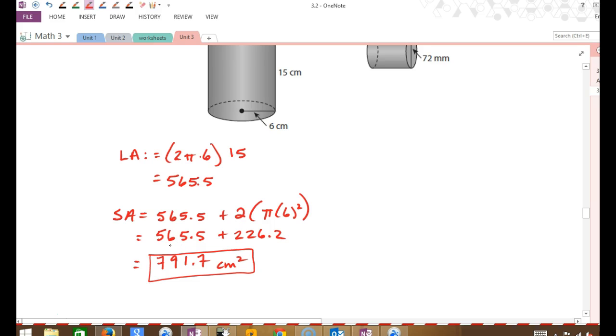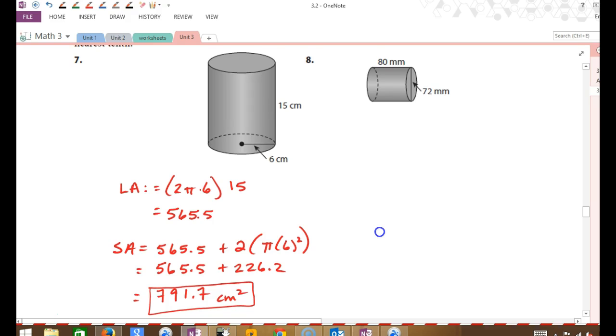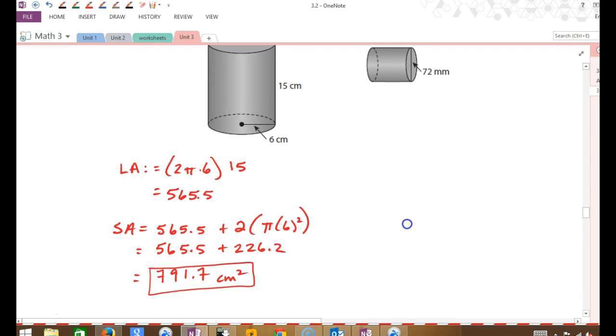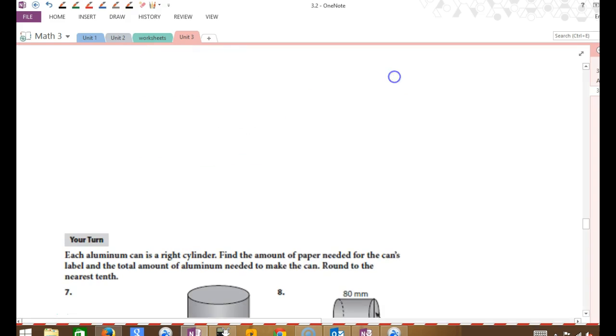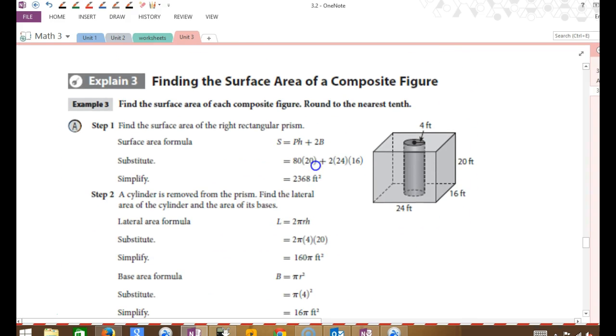Do I need to do the other example with diameter? You guys feel like you could do that? It's pretty easy. Just when you get to the radius, cut it in half. Okay. The second part of this is kind of a deeper dive into surface area.